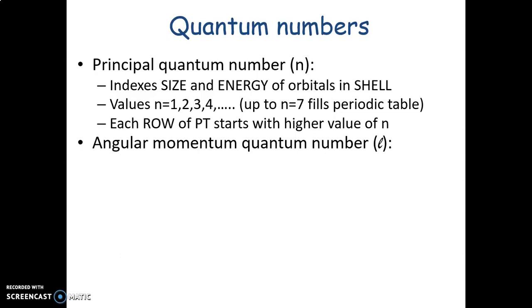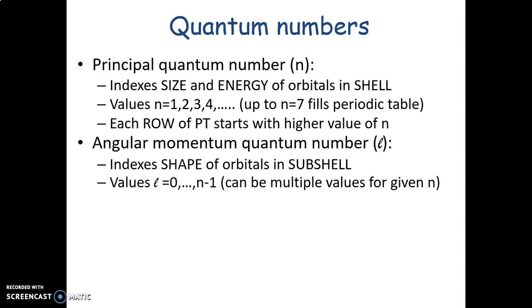The angular momentum quantum number l is the next one, and that indexes the shapes of the orbitals in the subshell. It takes values that start at 0, so it can always be 0 for any value of n, and then as n increases, more values are possible. So it goes all the way up to n minus 1, and there can be multiple values for a given n. If n equals 3, l could be 0, 1, or 2.